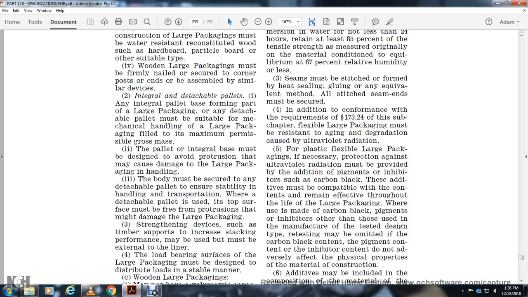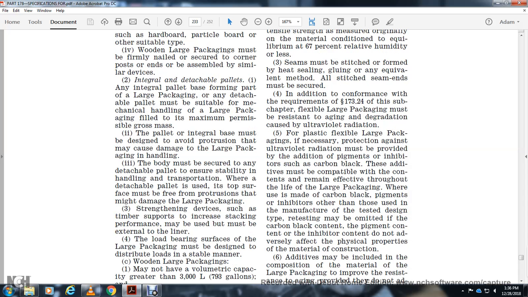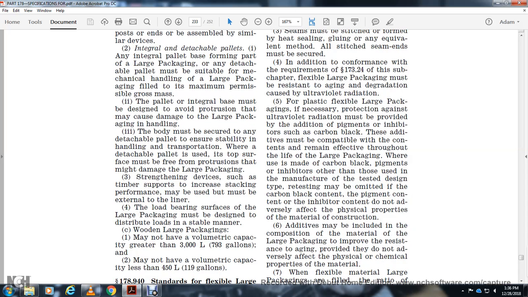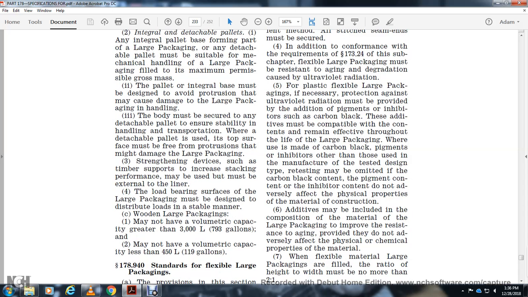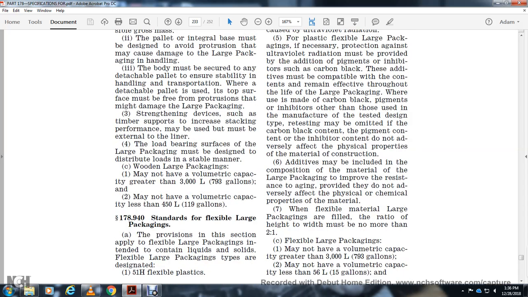Strengthening devices such as timber supports for increased stacking performance may be used, but must be outside the liner and not be load bearing. The load-bearing surface of the large packaging must be designed to distribute the load in the same manner. Wooden large packaging may not have a volumetric capacity greater than 793 gallons. It may not have a volumetric capacity greater than 119 gallons.